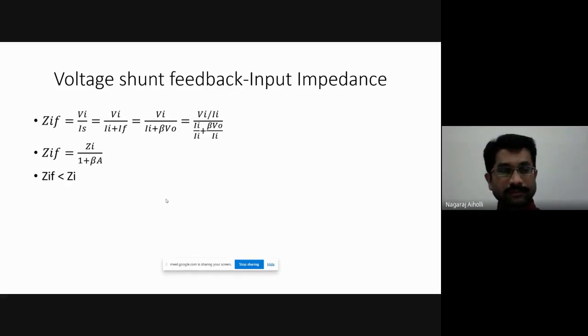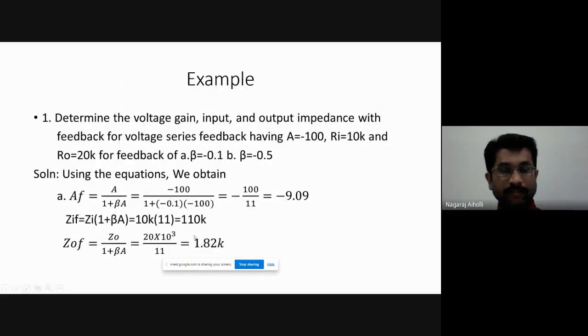How much are you getting, students? Are you getting 110K? Zi into 1 plus beta A. Zi is given as 10K, right? Zif is Zi into 1 plus beta A. Beta is minus 0.1 and A is minus 100. So 1 plus beta A is 1 plus minus 0.1 into minus 100, that will be 1 plus 10, that will be 11. 10K into 11, that will be 110K.